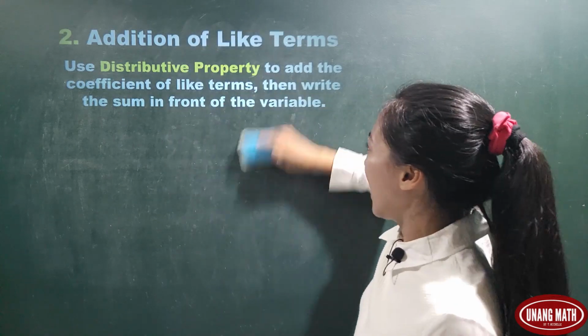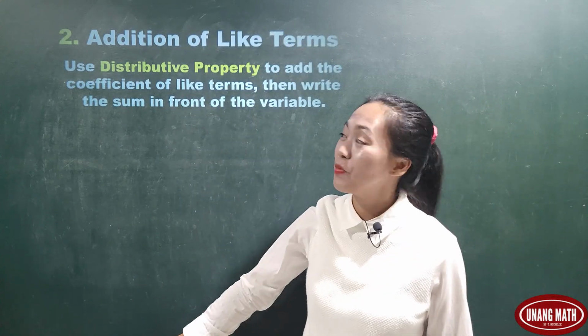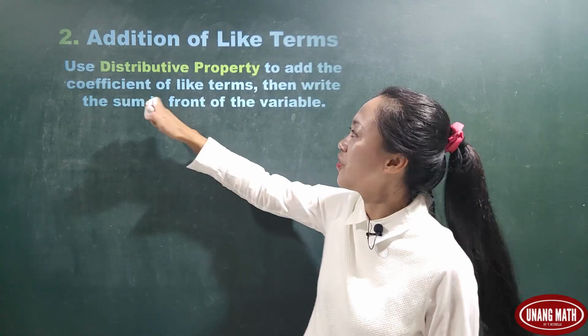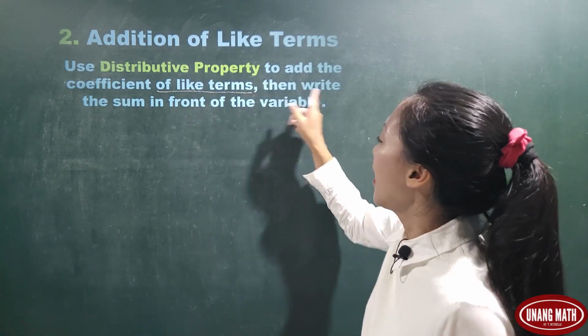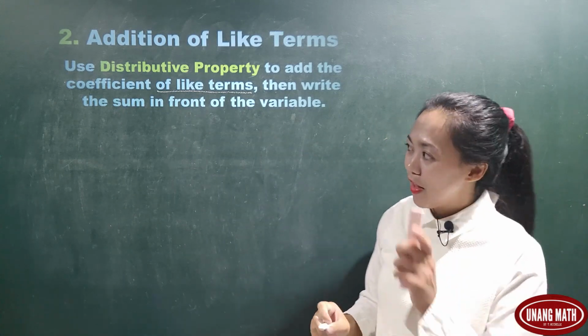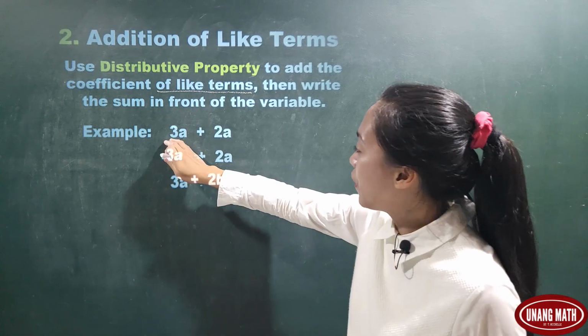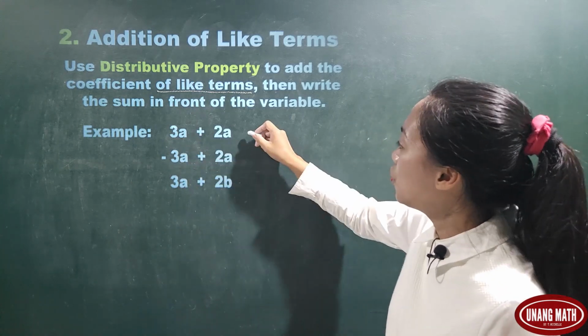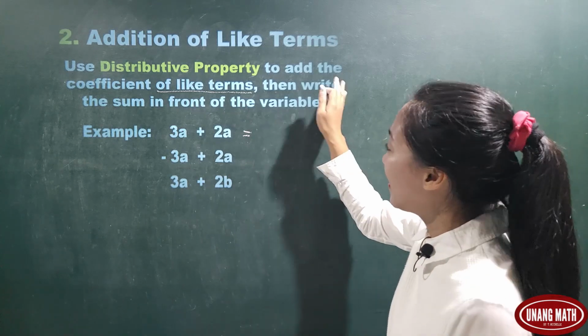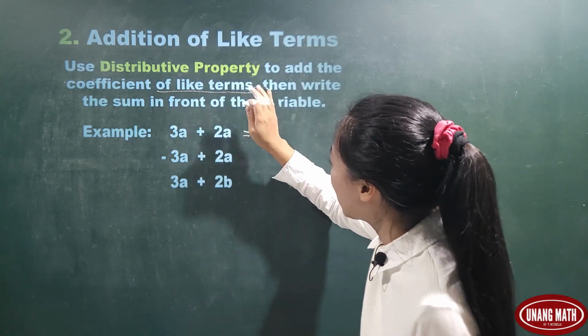In adding like terms, we will use the distributive property to add the coefficient of like terms. Then we will write the sum in front of the variable. Okay, let's give an example. 3a plus 2a. So using the distributive property, we will add the coefficient of like terms.